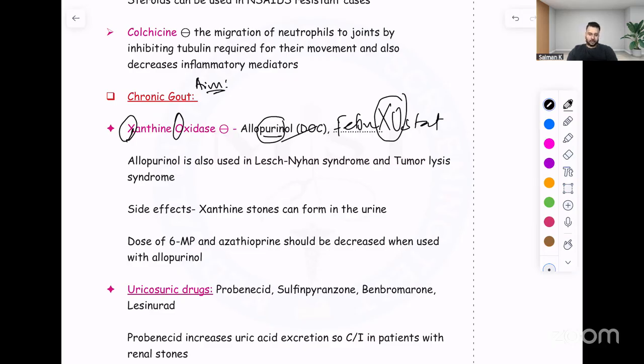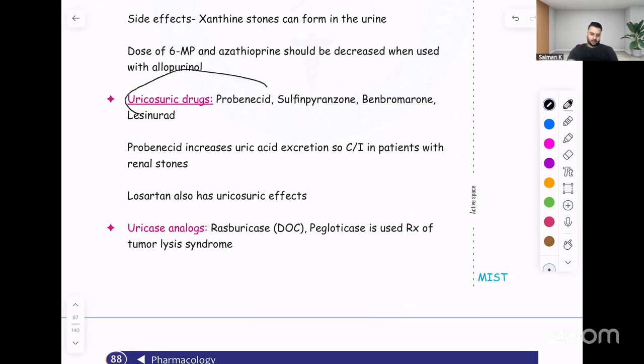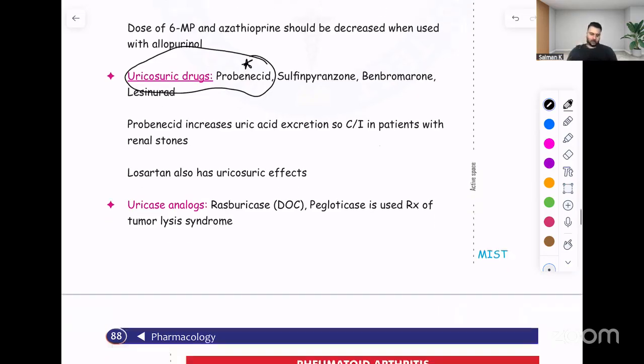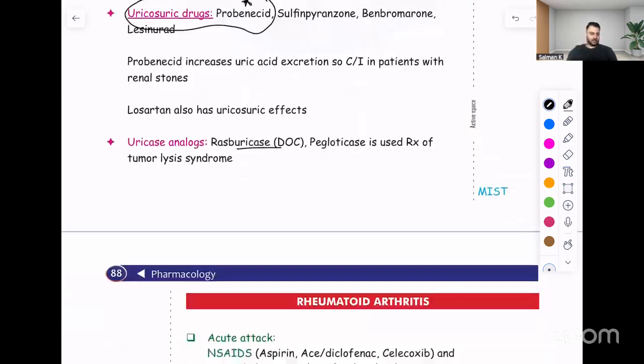Next is something called uricosuric drugs. Uricosuric means something that increases excretion of uric acid. There's a drug called probenecid, which enhances the excretion of uric acid. Last and final, something that can break down the uric acid is called rasburicase. There is a medicine by the name of rasburicase.